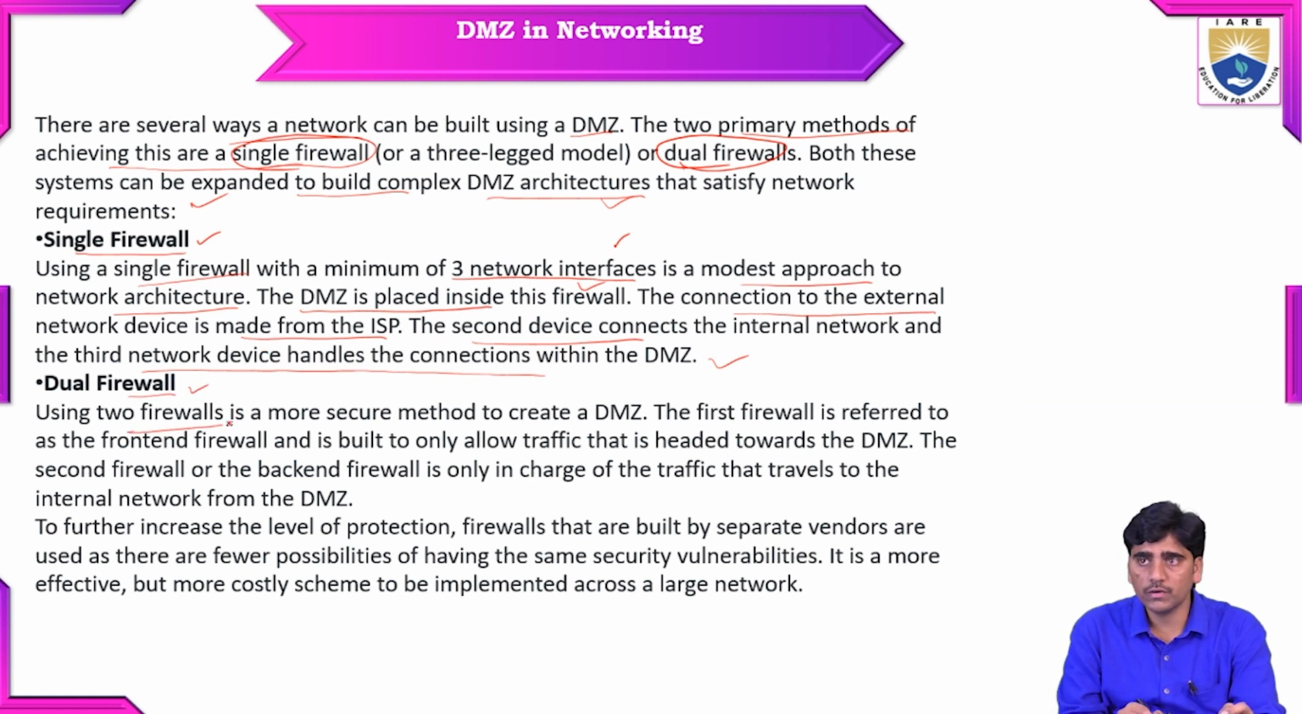And the second one is dual firewall. Using two firewalls is a more secure method to create a demilitarized zone. The first firewall is referred to as the front-end firewall and is built only to allow traffic that is headed towards the demilitarized zone. And the second firewall, or you can call it the back-end firewall, is in charge of the traffic that travels to the internal network from the demilitarized zone. To further increase the level of protection, firewalls built by separate vendors are used, as there are fewer possibilities of having the same security vulnerabilities. It is a more effective but more costly scheme to be implemented across a large network.